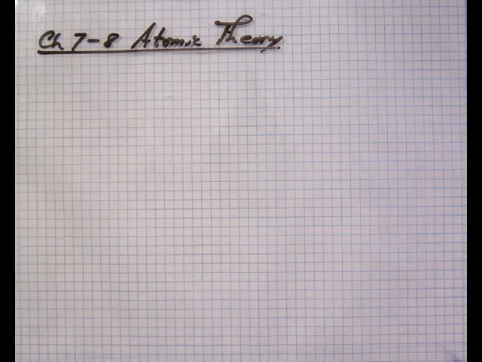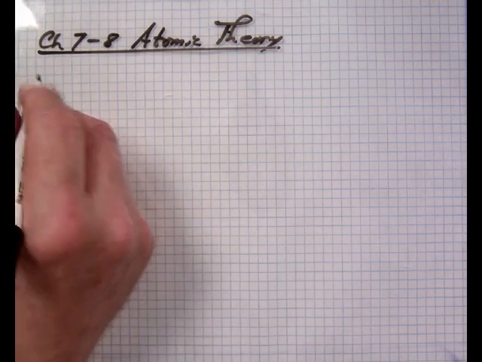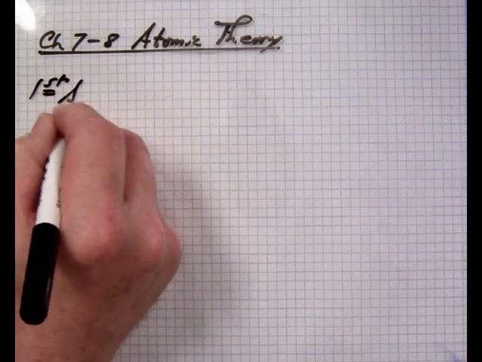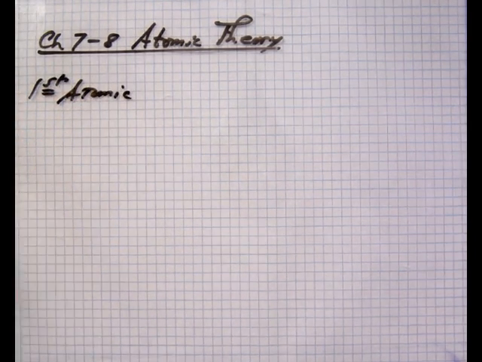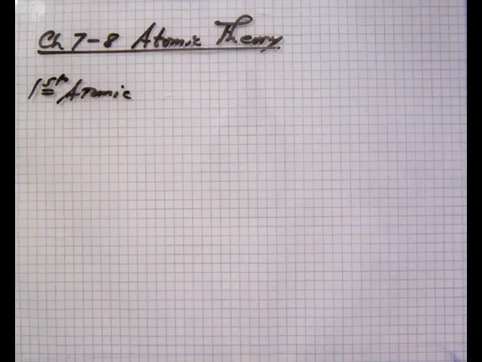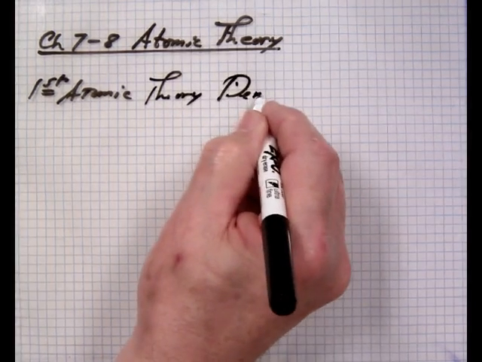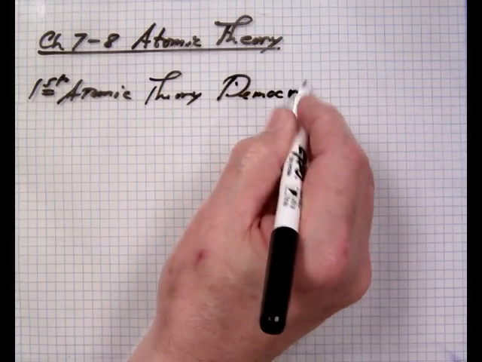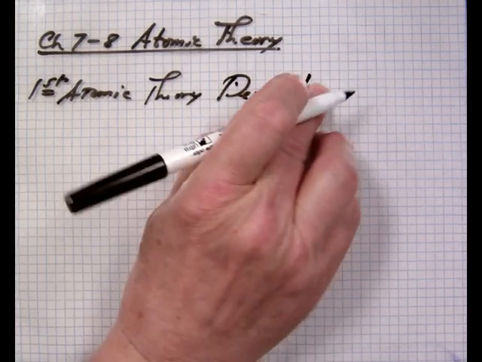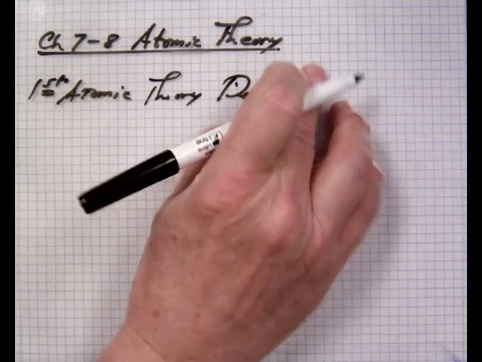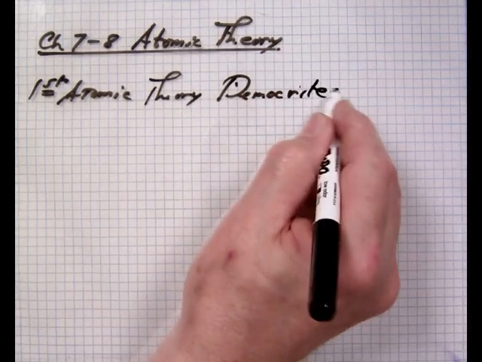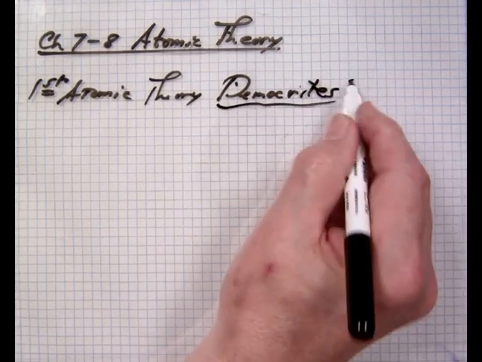Well, when Dalton came out with the first atomic theory, well, let's back up even to 600 BC. First atomic theory, Democritus. I don't know how it's spelled.